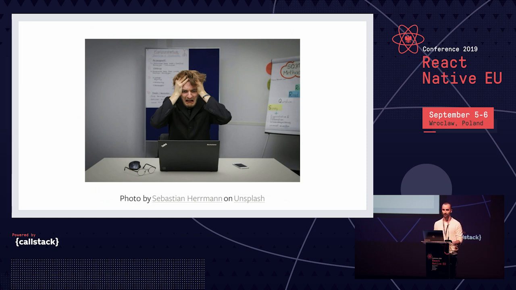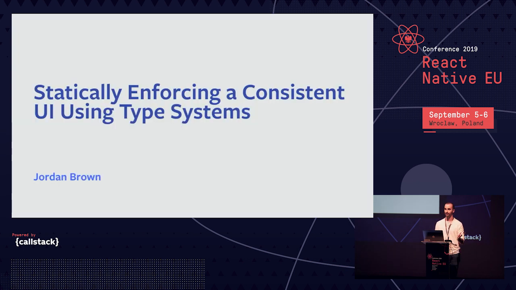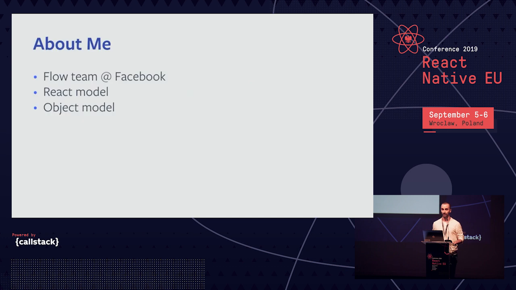solution to that problem. So today in my talk, I'm going to show you how you can use type systems to avoid that. But more importantly, you can use type systems to guarantee more consistency in your UI. So I'm Jordan. I work on the Flow team at Facebook. Specifically, I work on our React model and our object model.